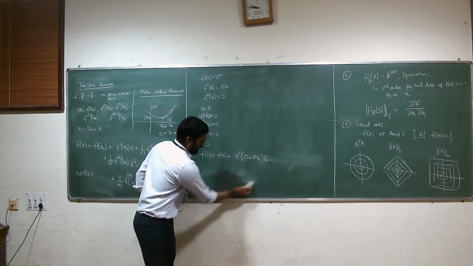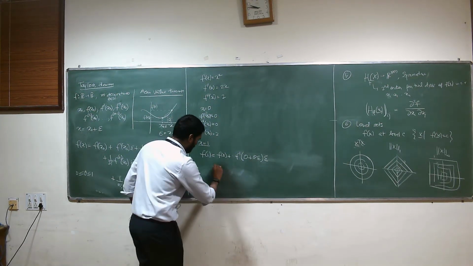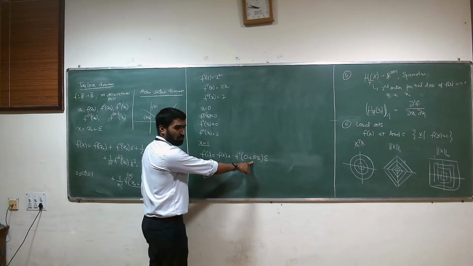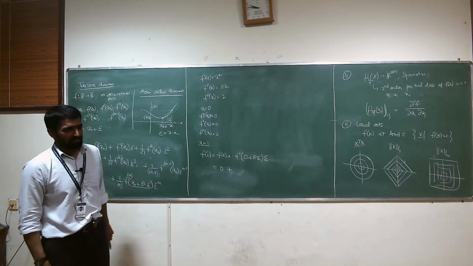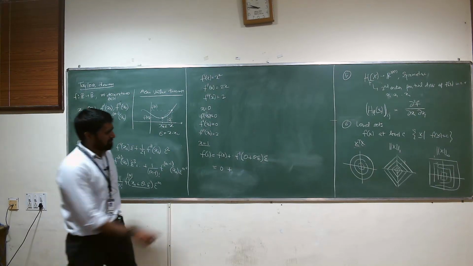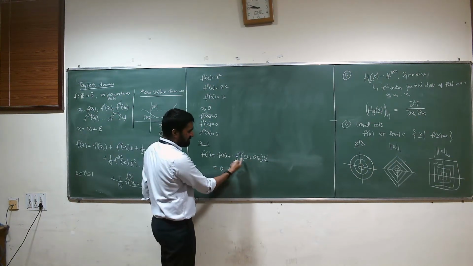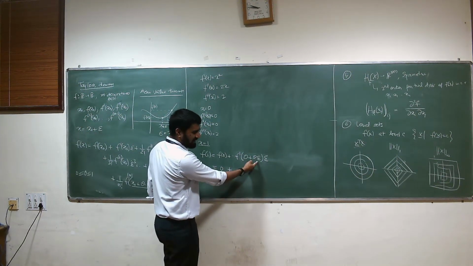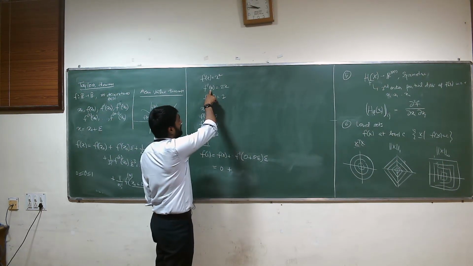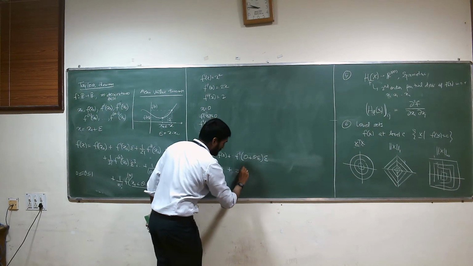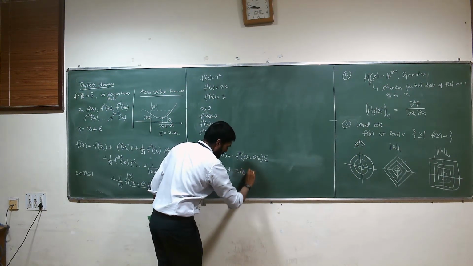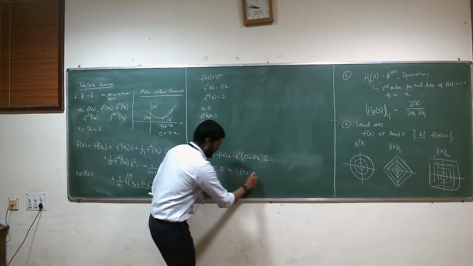Okay. Now tell me what would be theta. So this is 0, but this is not 0 anymore. What is this? F dash, the first derivative of this function at 0 plus theta times epsilon. The first derivative of this function with respect to x is 2x. So that means it will be 2 times epsilon.